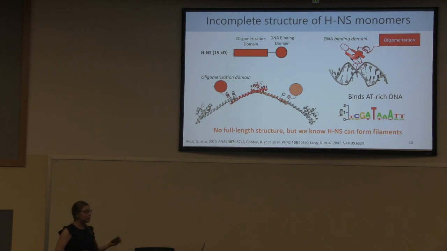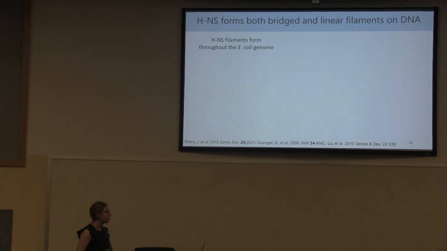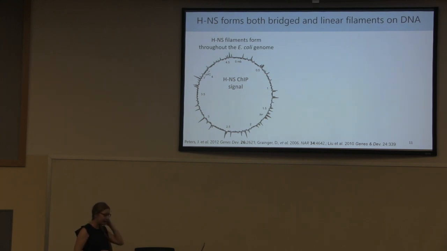So I want to tell you a little bit more about these filaments and what they look like. So we know that H-NS can form filaments throughout the E. coli genome. And I'm showing you here some ChIP signal from H-NS binding throughout the genome, which is shown on this circle here. And so each of these peaks are H-NS binding sites. And these regions vary in length, but they're averaging about 2 kilobases long. And so H-NS can bind over various regions in the DNA, or in the genome.